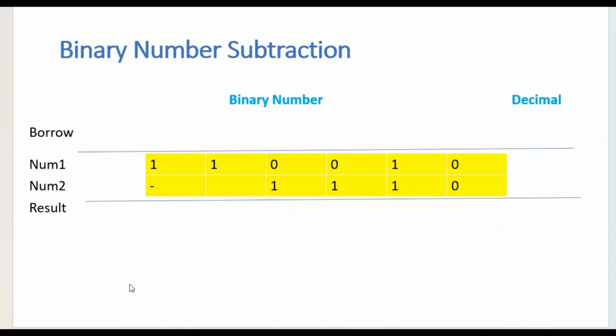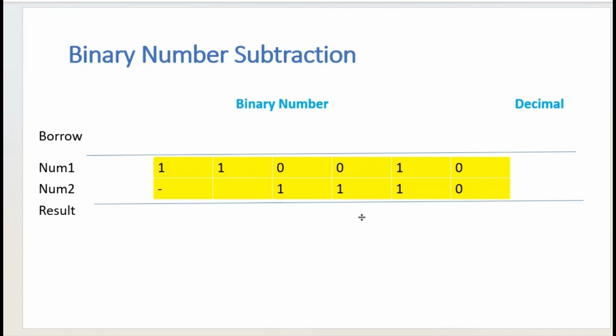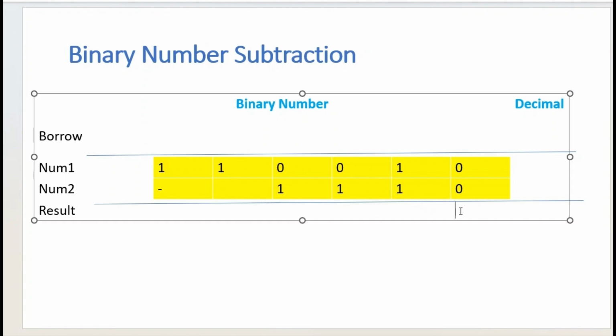Now let's see binary number subtraction. So here the first number is 110010 and the second number is 1110. So for subtracting, you can only subtract from a bigger number. So the first number should be bigger, that's okay. Now 0 minus 0 is 0. 1 minus 1 is 0.